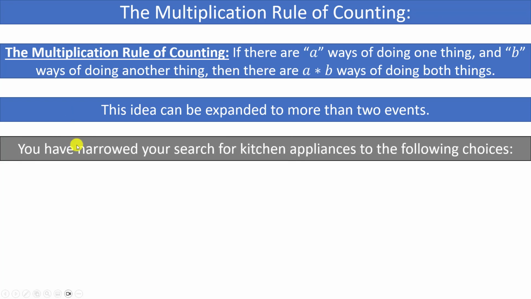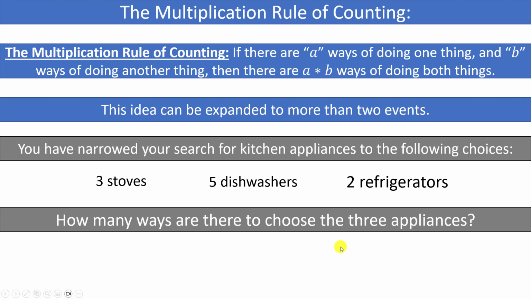Let's say you have narrowed your search for kitchen appliances to the following choices. You are considering 3 different stoves, 5 different dishwashers, and 2 different refrigerators. How many ways are there to choose the 3 appliances? Or another way to think about this would be, how many ways could you eventually have your kitchen look based on the stoves, dishwashers, and refrigerators?